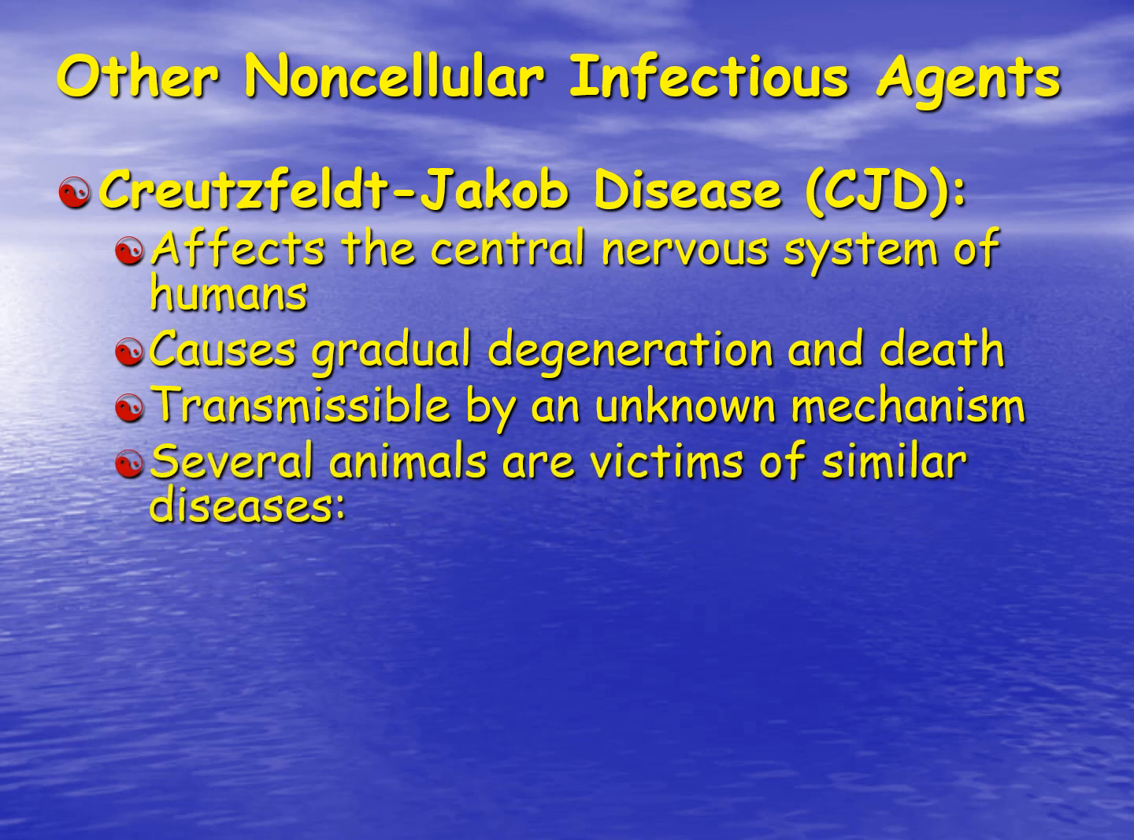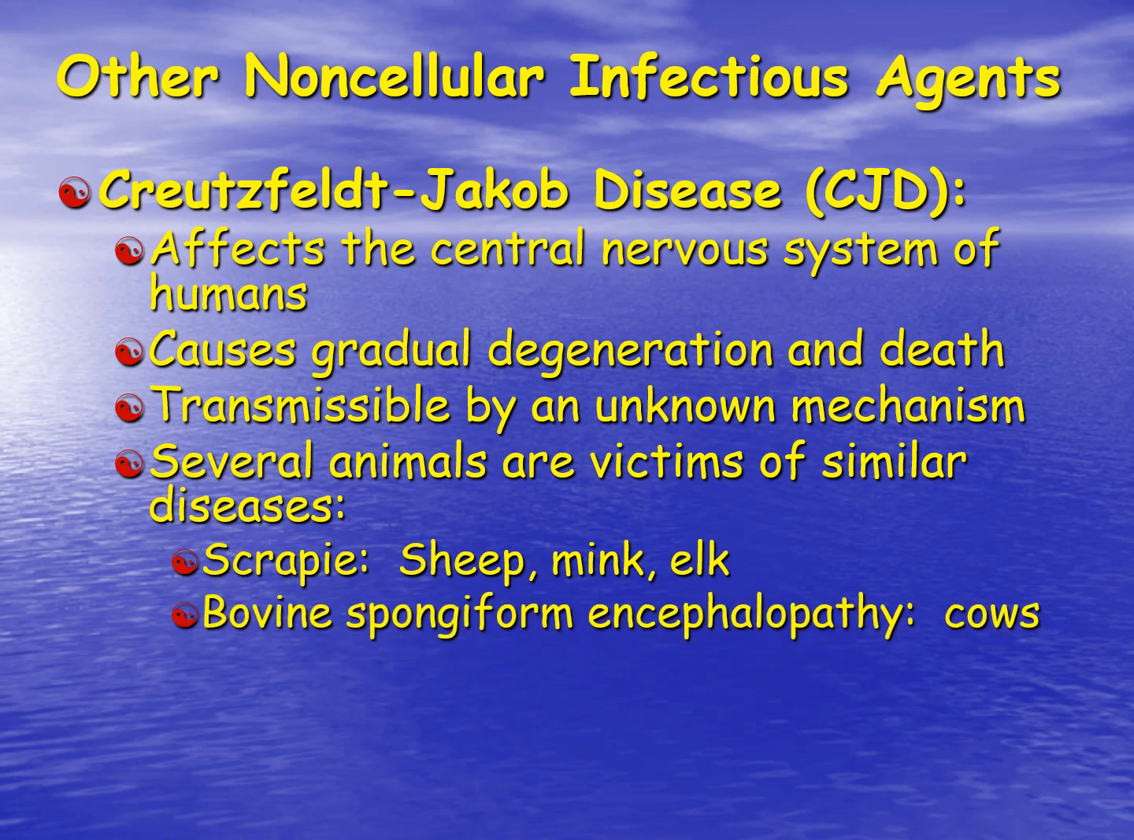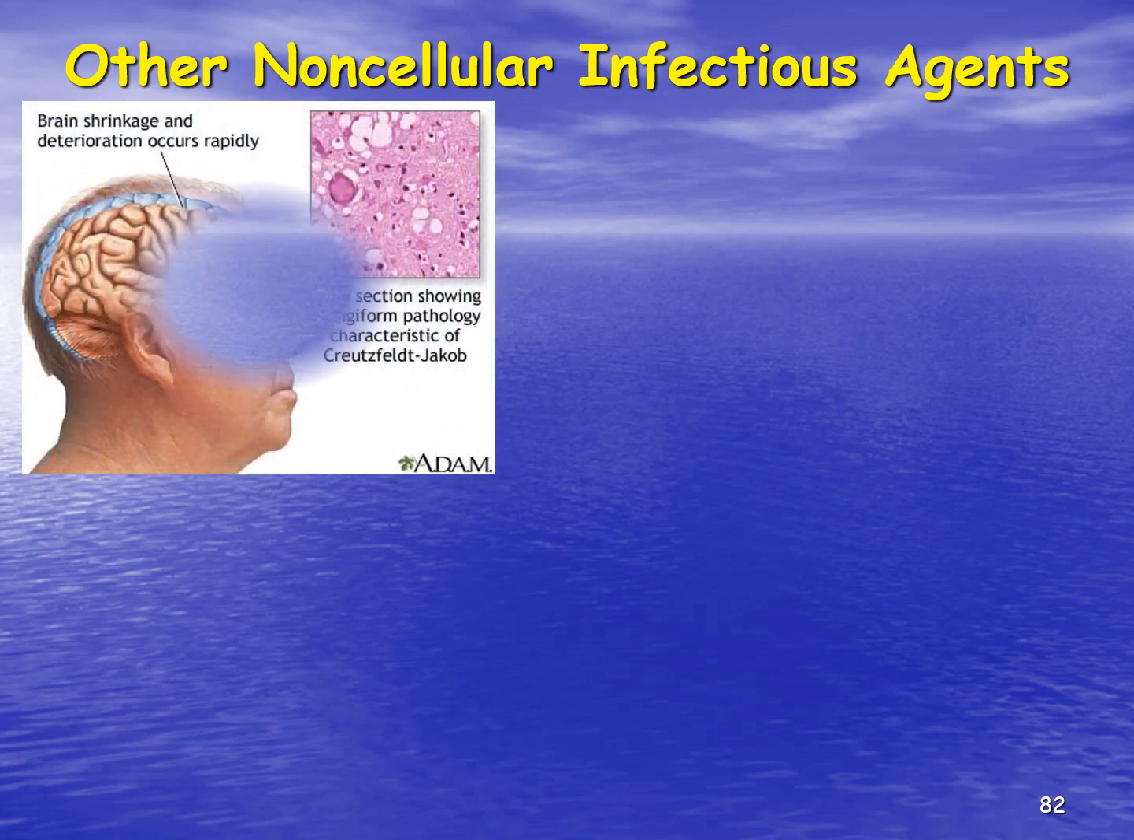Several animals are victims of similar diseases, and this includes scrapie in sheep, mink, and elk, and bovine spongiform encephalopathy, or mad cow disease, in cattle. What we actually will see is that there are simply holes that will appear due to the death of the neurons that are being affected in these prion diseases. And this is actually a classic characteristic of CJD.